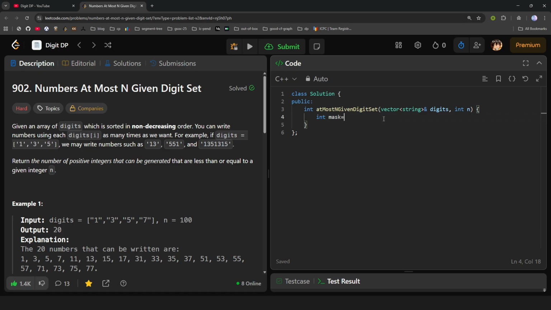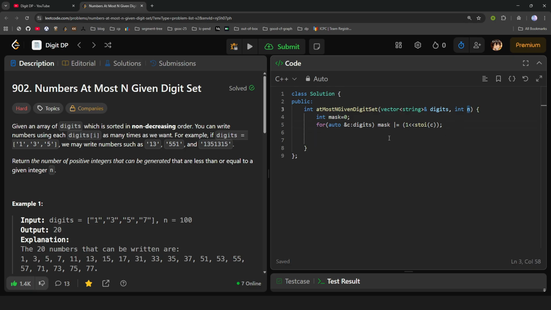So the mask will use a value of 0 initially, and I will simply iterate through this digits array, and we know that each element of the digits array is nothing but a string here, right? So that's why I will first convert this given string into an integer, and after converting it into an integer, I simply have to set its value in this mask array. By doing this, we will be setting each and every digit in this mask variable to 1, right?